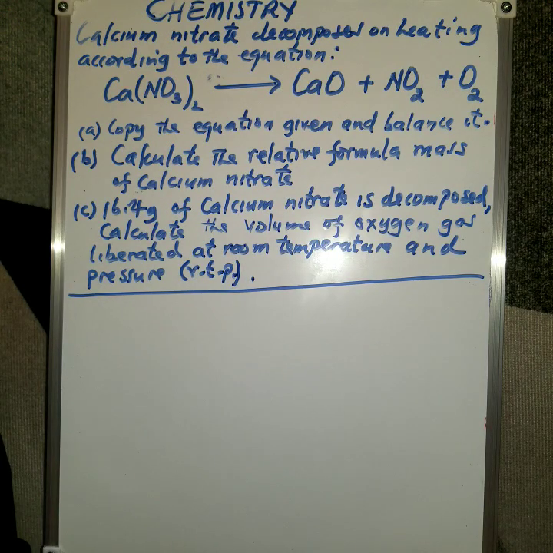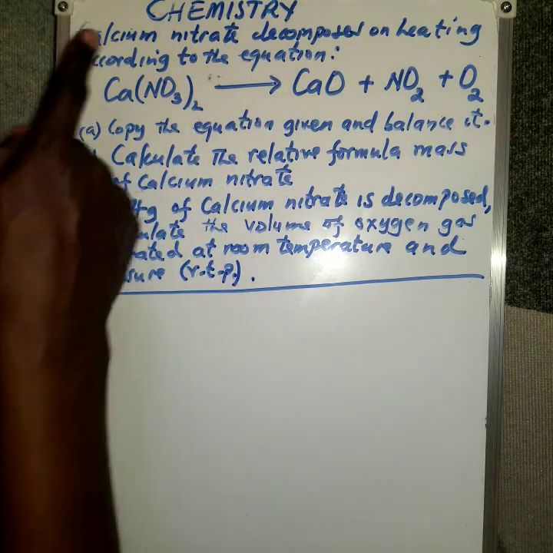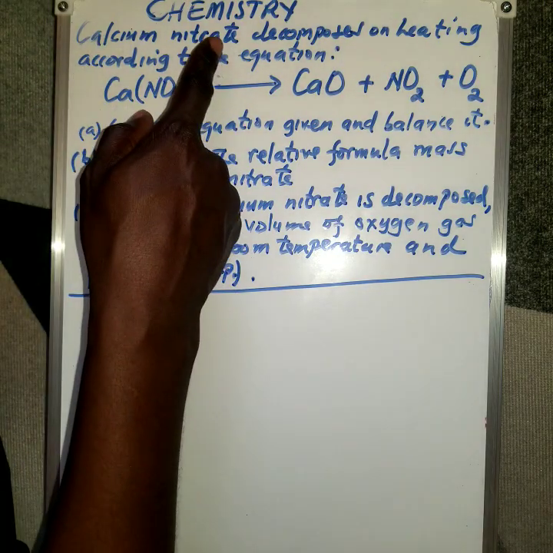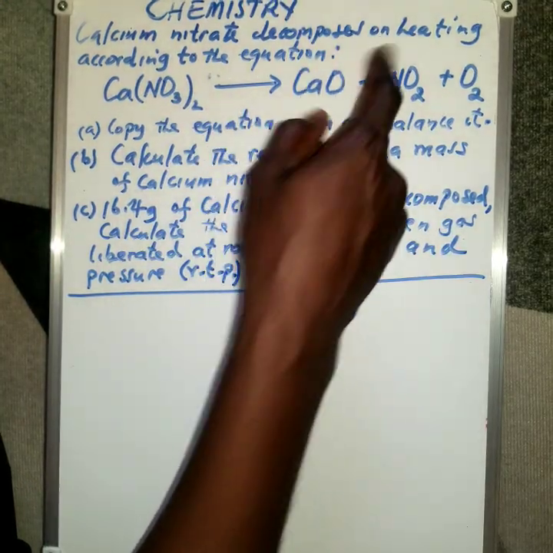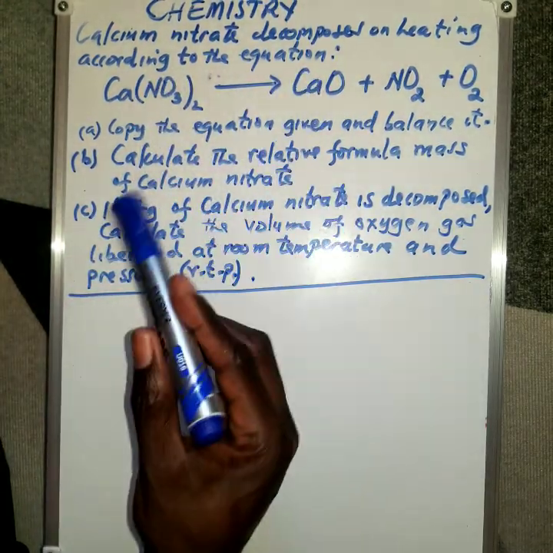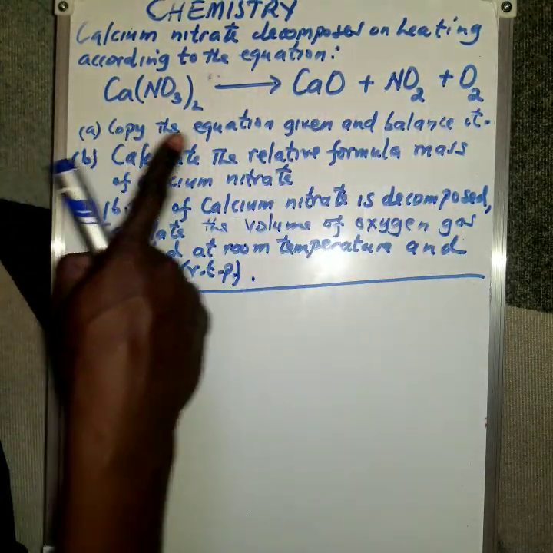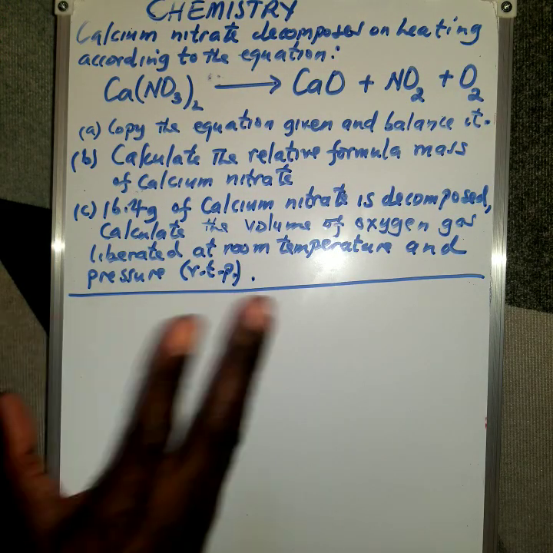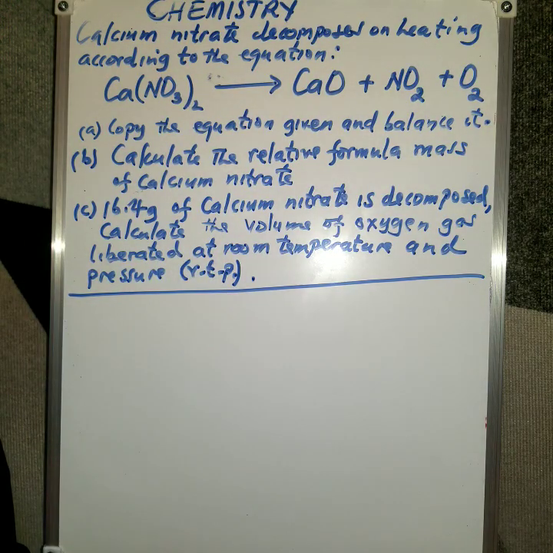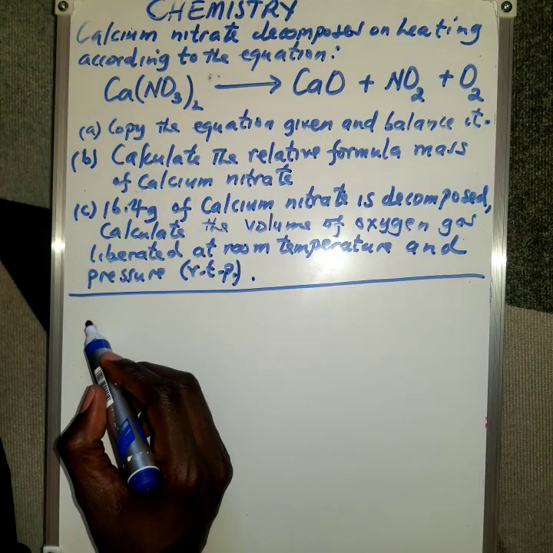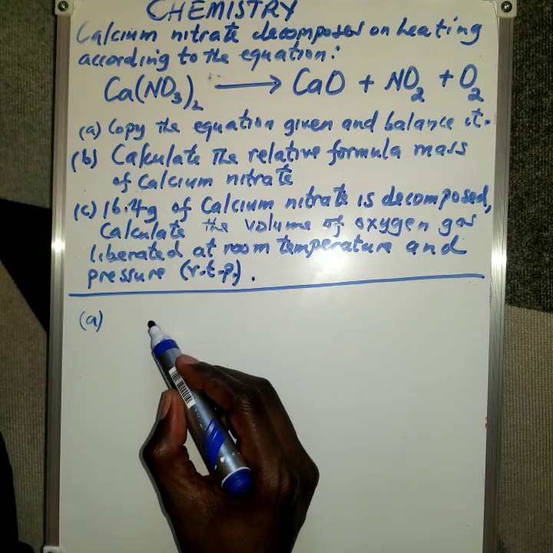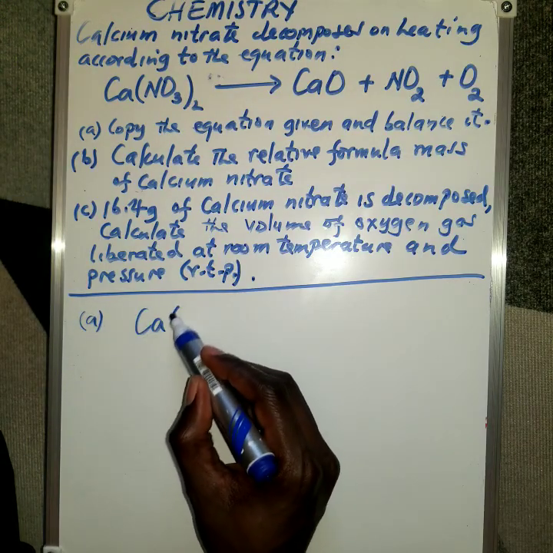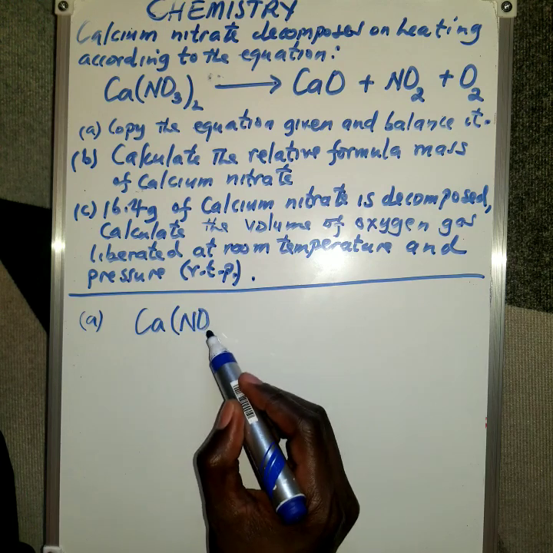Right, so welcome again to my chemistry videos as we try to look at questions under the mole concept. This question says calcium nitrate decomposes on heating according to the equation. So that's the equation. Then it says copy the equation given and balance it. If you are able to, you can just pause the video and try to balance the equation. So the solution: we do have calcium nitrate.